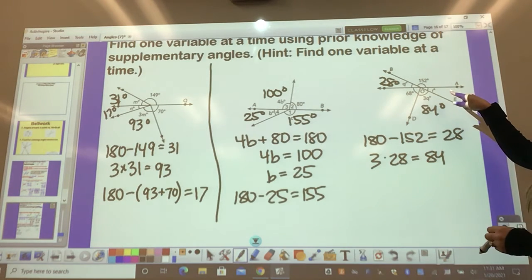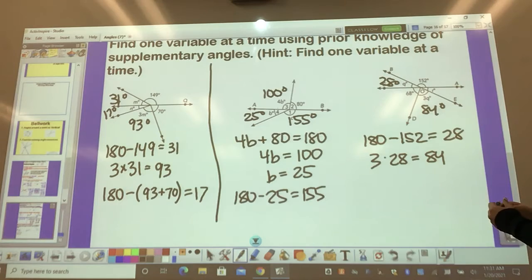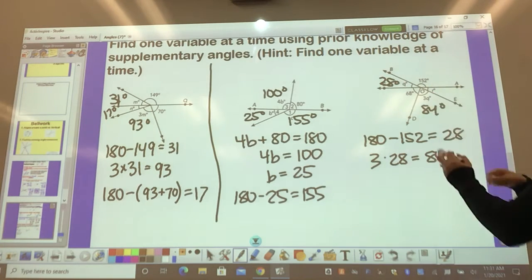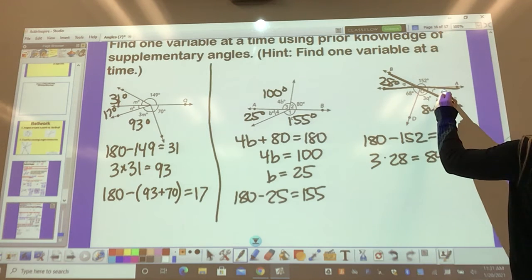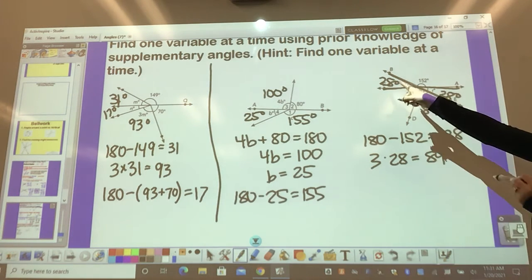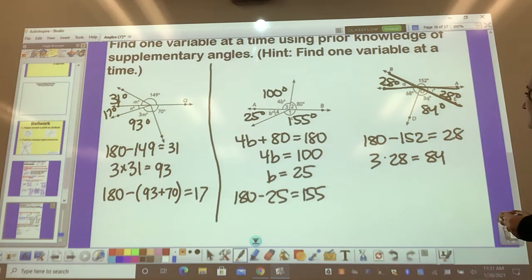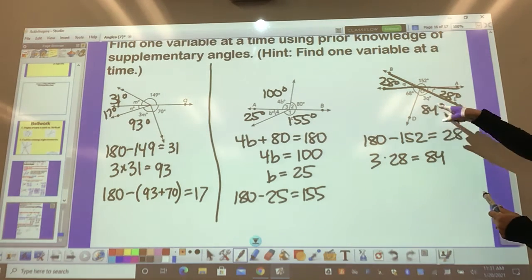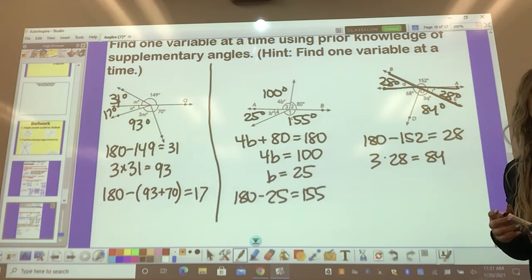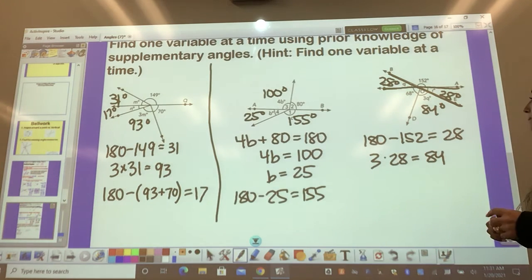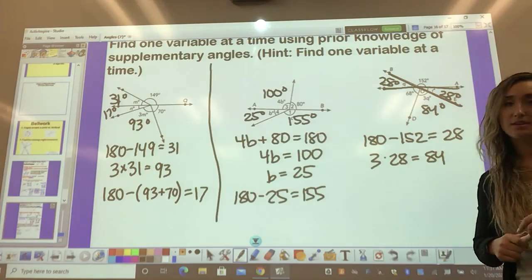And to find this last angle, angle R, you can maybe notice that these are vertical angles. These two lines are intersecting, so this would also be 28, just like Q was. Or you could also use the fact that these three angles are supplementary and get 28 that way. No matter what, you should get to the right numbers.